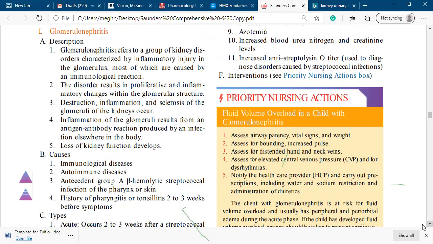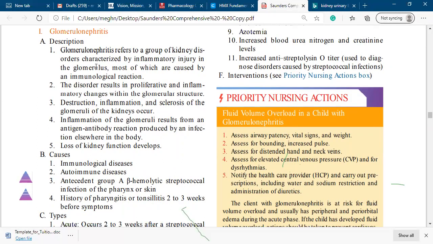relevant questions, right? Usually the patient gives a history: I have a sore throat, or I have pharyngitis, or any kind of skin infection like impetigo. So if anybody has a sore throat or pharyngitis, this is the source of infection. If it is untreated or maltreated, this infection spreads to the kidney and causes glomerulonephritis.